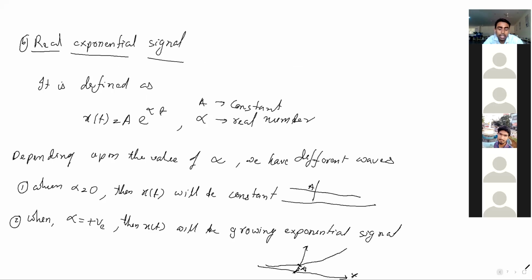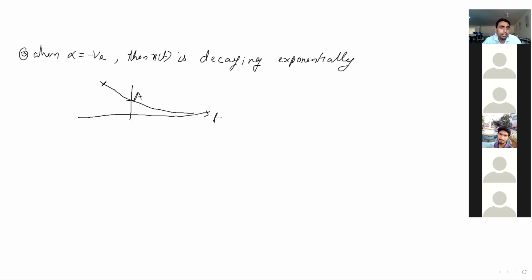So you can see the difference, all the conditions for real exponential signals. When alpha equal to 0, it gives a constant. When alpha is positive, it gives a growing exponential signal. And when alpha is negative, it gives a decaying exponential. So these are the real exponential signals. Then comes number 8, that is the complex exponential signal.